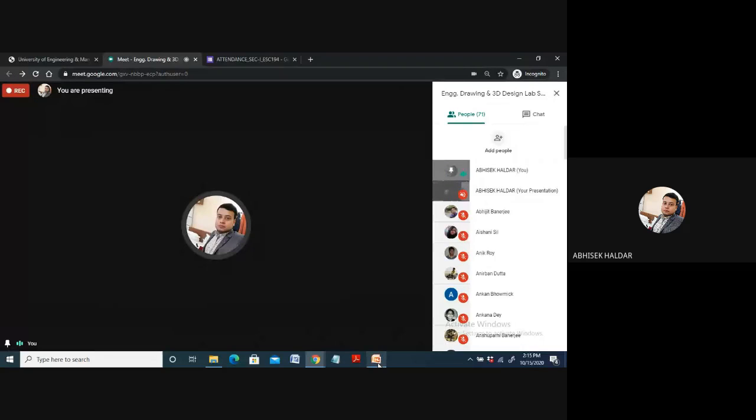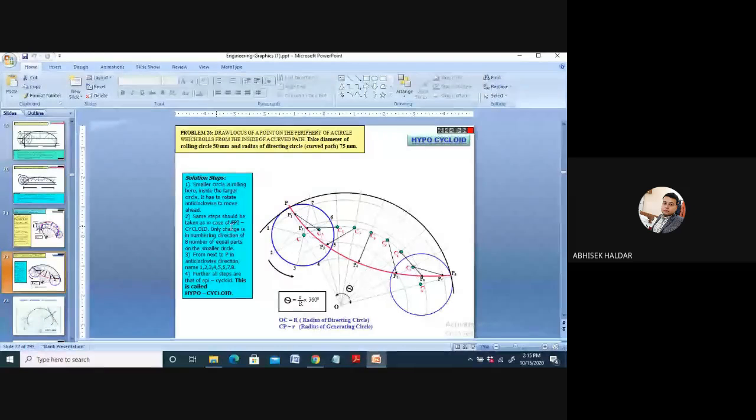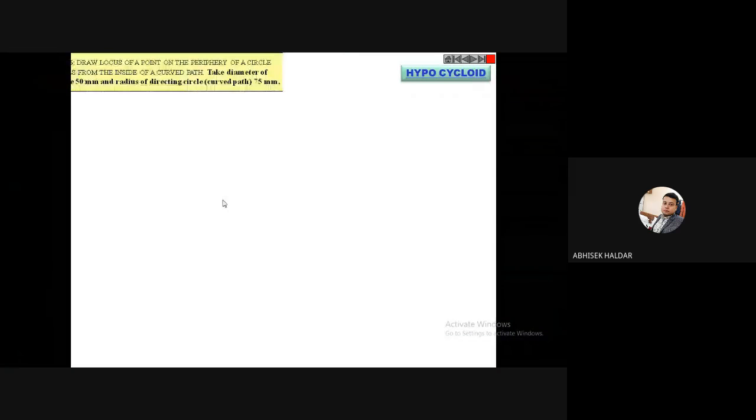Okay, let me show this one first. Hypocycloid. If you recapitulate in the last class, what was my epicycloid? I'll be having a curved path and I'll be having a rolling circle. So the rolling circle was rolling above the curved path, or above the directing circle, I should say specifically, isn't it?